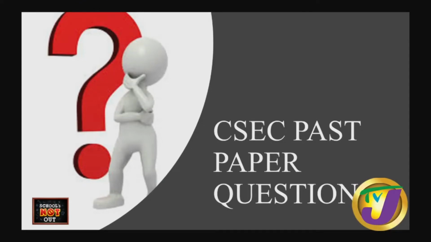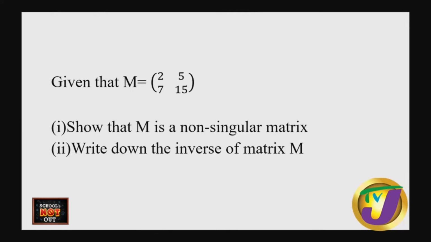The first one, we're going to be working together. But guys, we're asking you at home to please try while we are helping as well. So we are told that M equals 2, 5, 7, 15, and we're asked to show that M is a non-singular matrix. Now right there, non-singular, keyword. What does that mean? That my determinant cannot be 0, so I must have a determinant that is not 0.